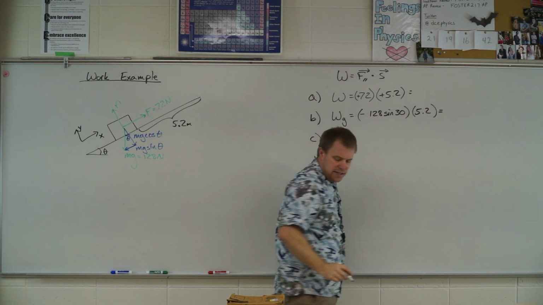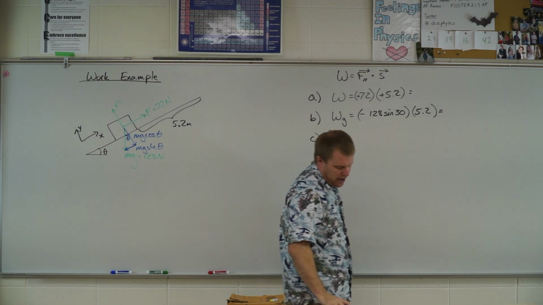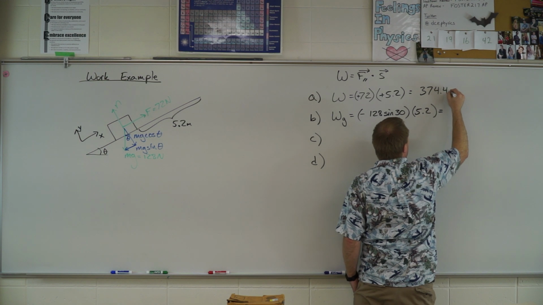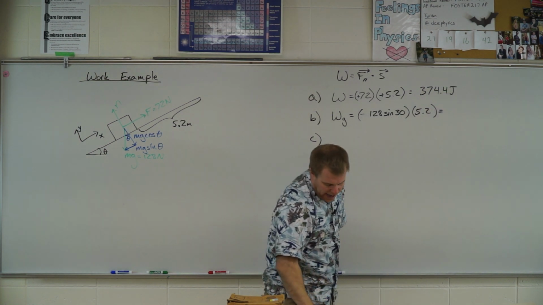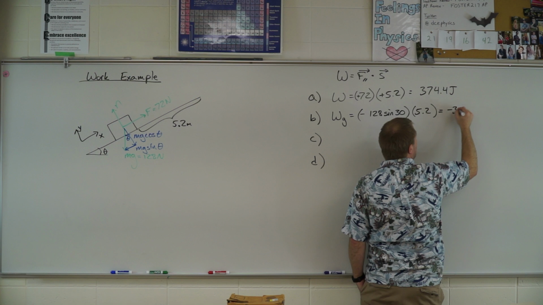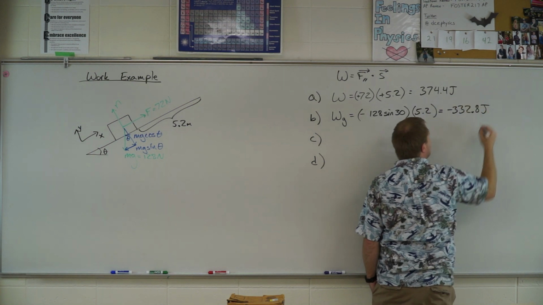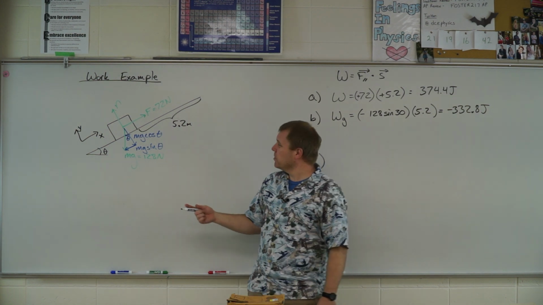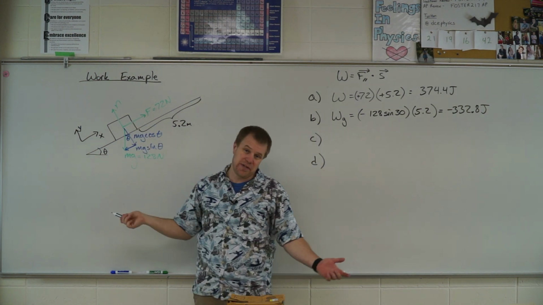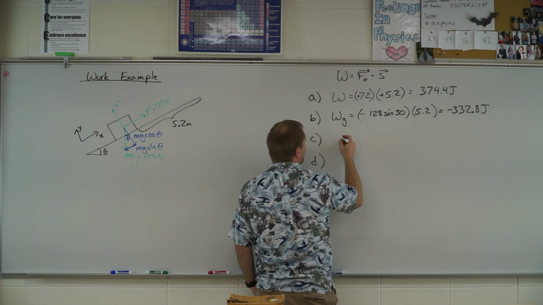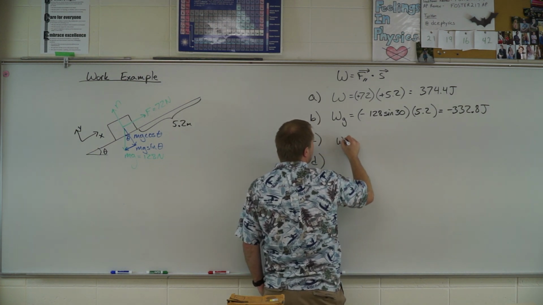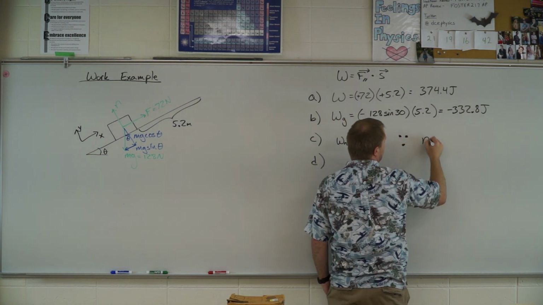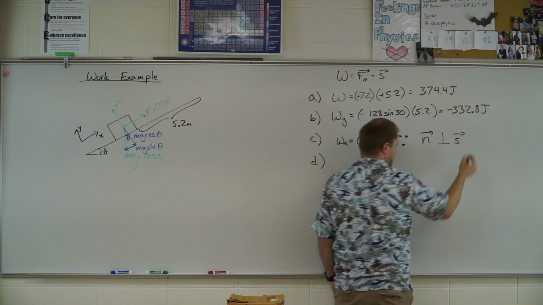And when I plug these numbers in, what do I get here? I end up with 374.4 joules for the first one and negative 332.8 joules for the second one. All right, and then C wants to know how much work is done by the normal force. Well, perpendicular to the displacement, so the normal force does no work. So the work done by the normal force is 0 joules because the normal force is perpendicular to the displacement.